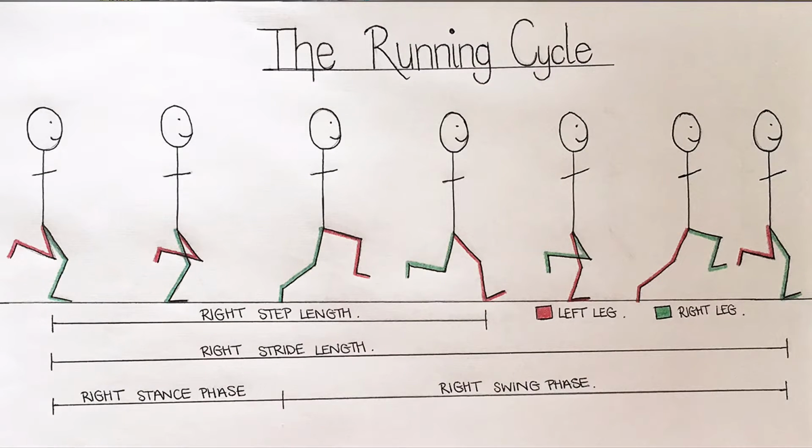So when we run, each leg goes through a stance phase when the foot is in contact with the ground and a swing phase. Together these are one stride length, which is one gait cycle. In the picture, we have one gait cycle for the right leg, as we can see a stance phase and a swing phase for the right leg. The stance phase can further be broken down, and we'll go through this now, and we'll look at an example.